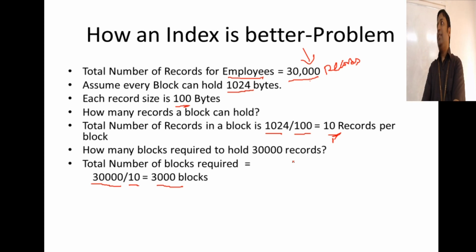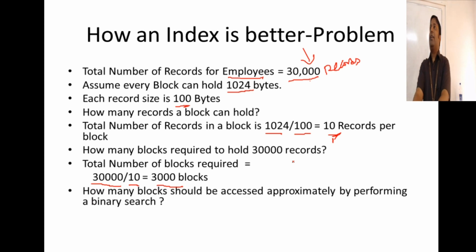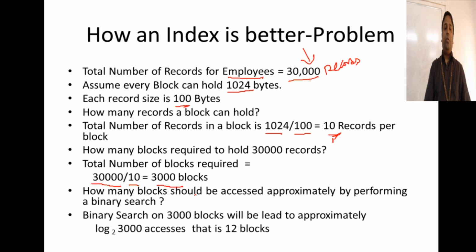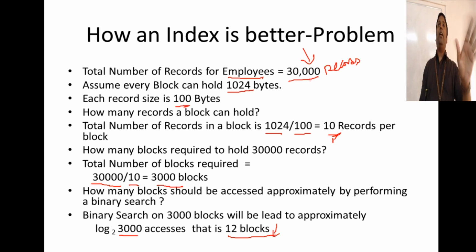If I do a binary search, how many blocks should I access on an average? What is that? Log 3000 base 2. So when I do a binary search directly on the data file, how many blocks should I access? It is nothing but log base 2 of 3000. That is the number of blocks. So you have to access on an average 12 blocks to get your result. This is directly on the data file on your database without using an index.